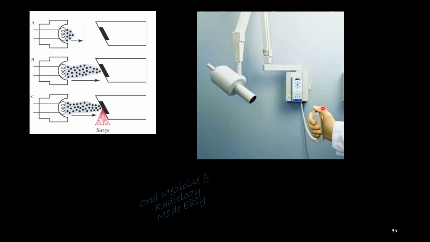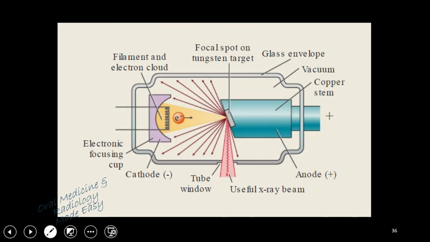Electrons produced at the cathode are accelerated towards the anode, and the molybdenum cup, which is present at the cathode, directs the electrons to the tungsten target. When the electrons strike the target, the kinetic energy of the electrons is converted to X-rays. 1% forms the X-rays and the rest 99% is lost as heat. The heat produced during the production of X-rays is carried away by the copper stem and is absorbed by the insulating oil.